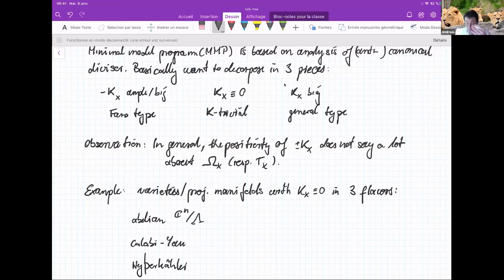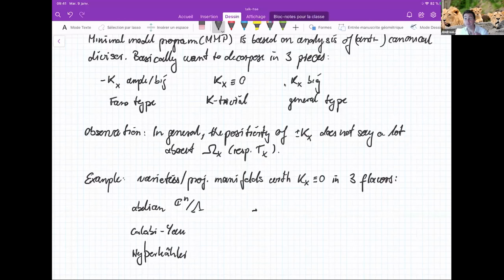And now you look at the cotangent bundle, and for the abelian variety, Omega_X is a direct sum of copies of O_X. Here you see everything goes well.